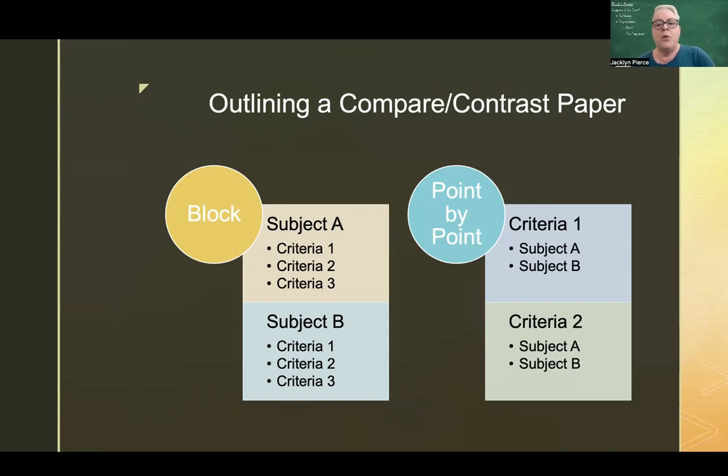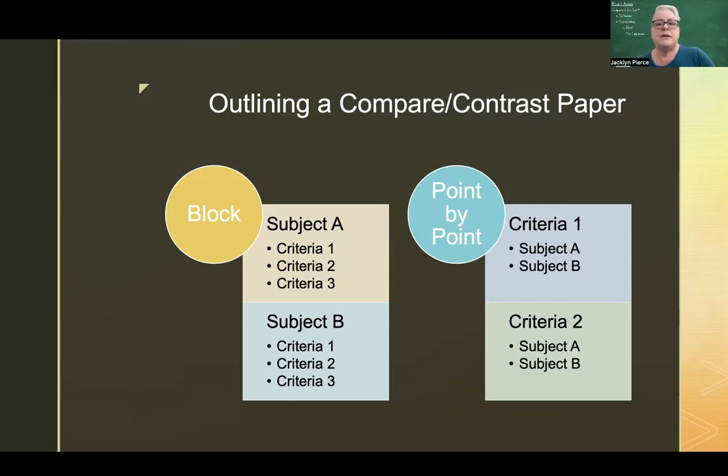In point by point, we organize it by the criteria rather than the subject. So I've only included 2 criteria on here, but probably you'd have at least 3. You may have more. That's one reason I wanted these to be a little different, because it's going to vary depending on what you're comparing. But in the point by point, you would have a paragraph about the first criteria, and then you would talk about A and B. Same thing with 2, same thing with 3, on down the line.